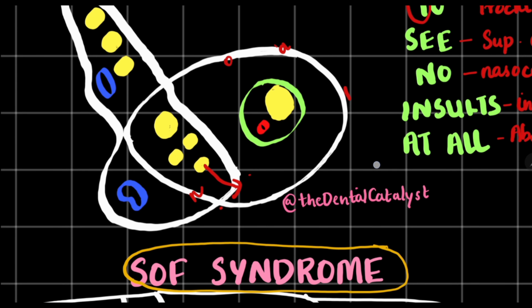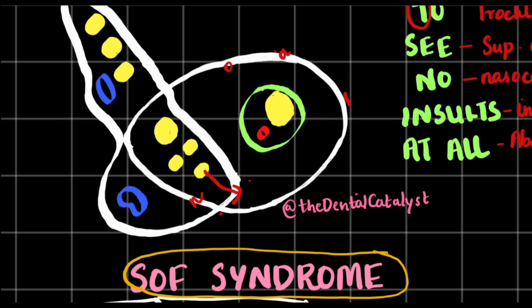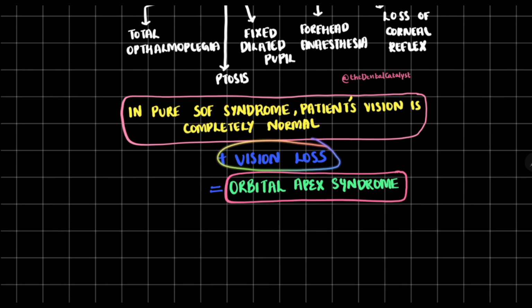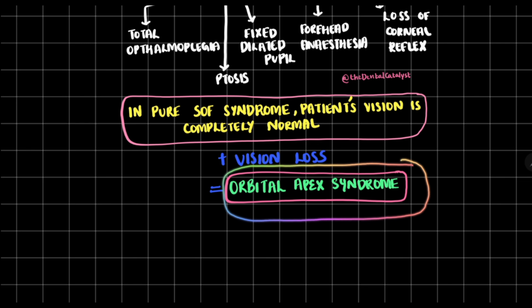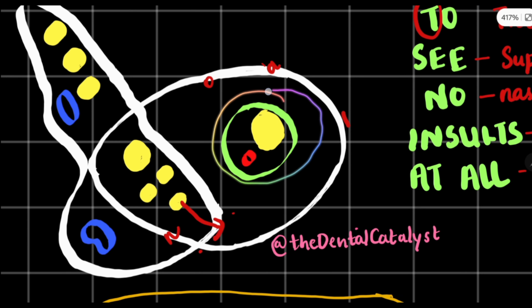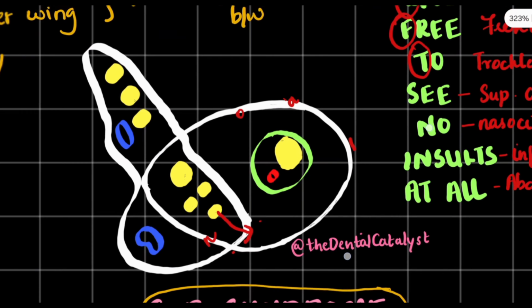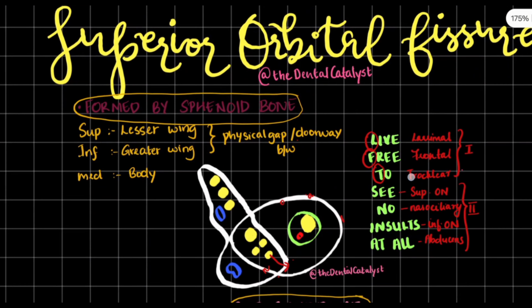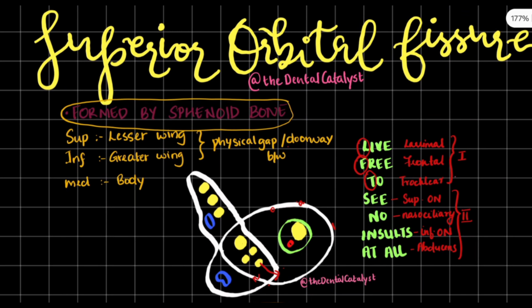So if a clinician tells you that a patient has all these symptoms plus they have lost their vision, then it is not simply superior orbital fissure syndrome. It is then called the orbital apex syndrome. This is a different condition because the injury has further spread back to the apex of the orbit, which is affecting the optic canal too. Clear? And there you have it, the superior orbital fissure and its entire syndrome decoded, mapped and ready for your university paper in under 15 minutes.